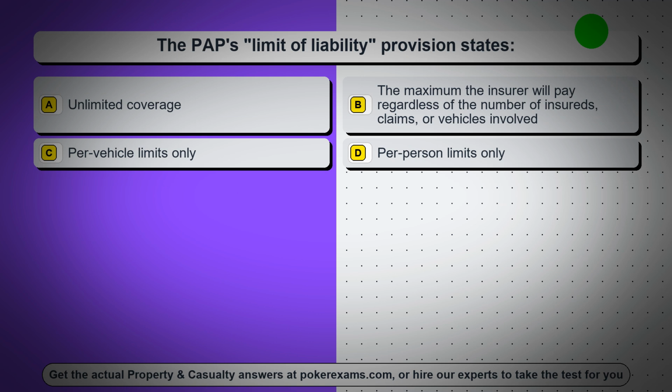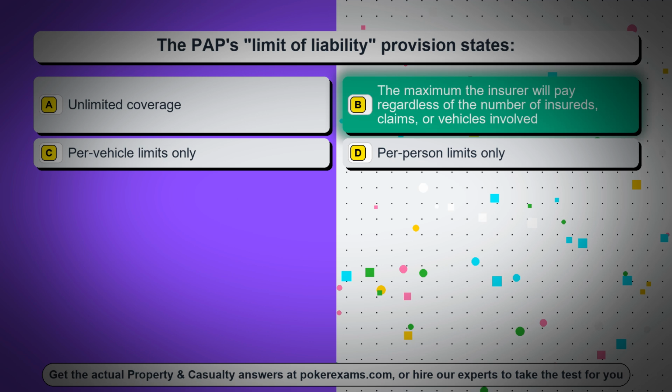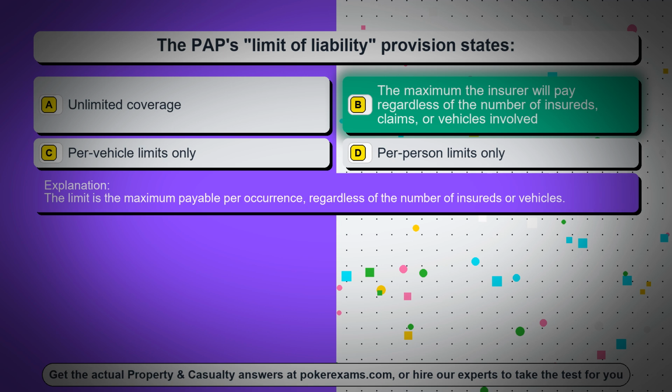Question 9. The PAP's limit of liability provision states: Option A, unlimited coverage. Option B, the maximum the insurer will pay regardless of the number of insureds, claims, or vehicles involved. Option C, per vehicle limits only. Option D, per person limits only. The correct answer is option B, the maximum the insurer will pay regardless of the number of insureds, claims, or vehicles involved. The limit is the maximum payable per occurrence, regardless of the number of insureds or vehicles.